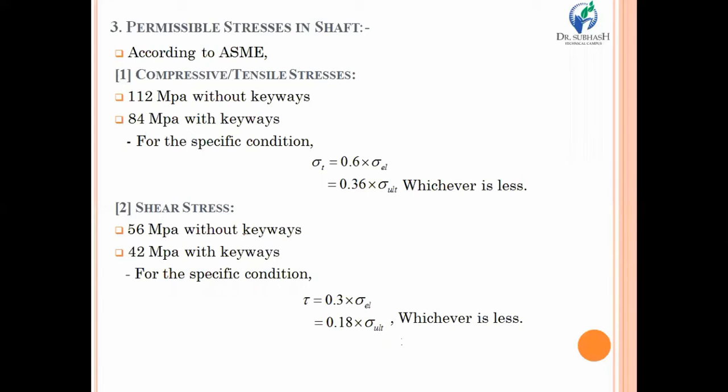Now, after the discussion of various types of shaft, let's look at the few permissible stresses that are very useful for designing a shaft. According to ASME, the American Society of Mechanical Engineers, it has clearly defined the stress limits of a particular shaft. For example, if you are designing a shaft based on compressive stress, you have to take care of the maximum permissible limit of that particular shaft.